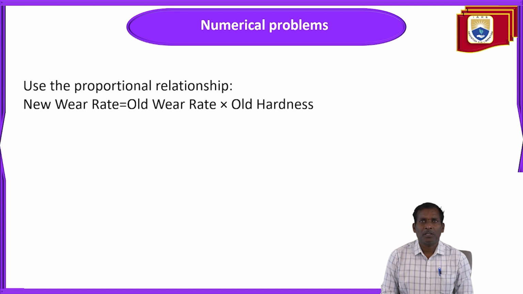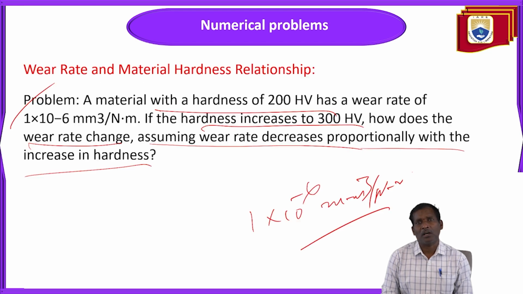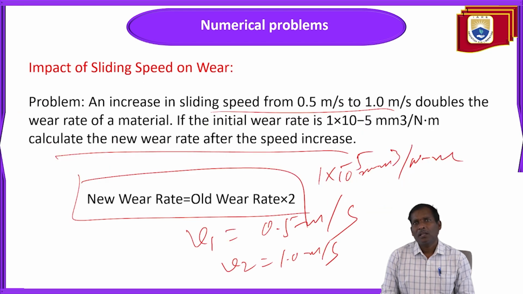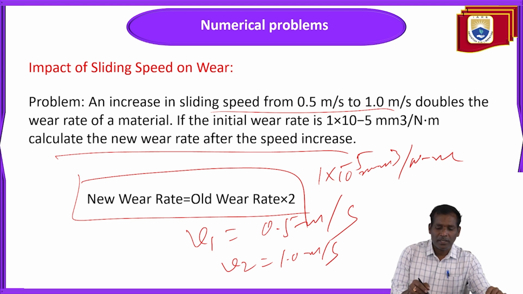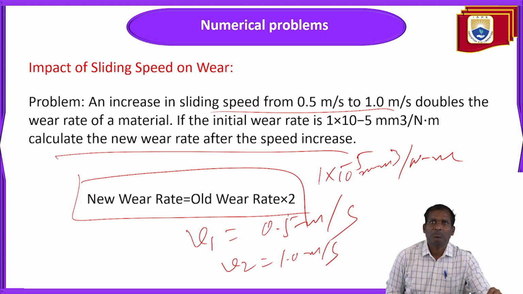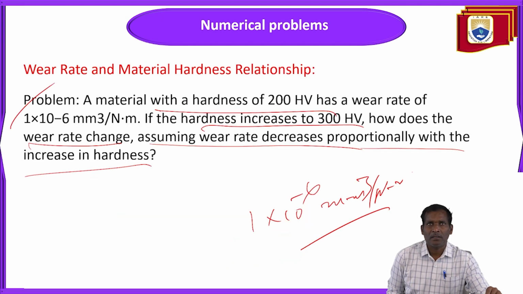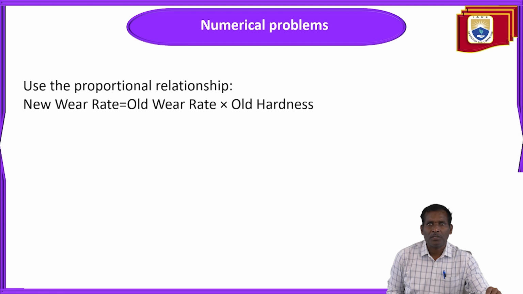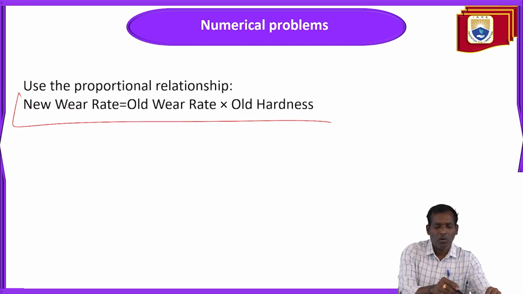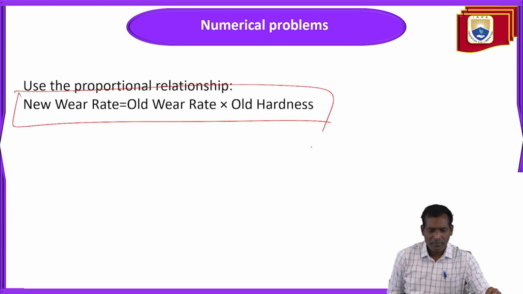So use the proportional relationship here. The new wear rate is the old wear rate multiplied by the old hardness, divided by the new hardness. In the previous problem, for calculating the new wear rate after the speed increase, you multiply with 2. But here, in the hardness case, the proportional relationship is used.